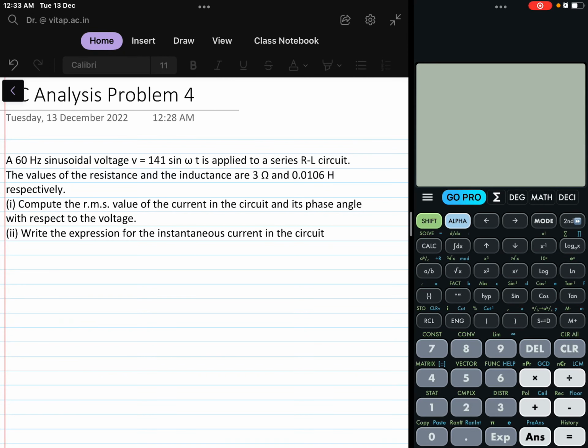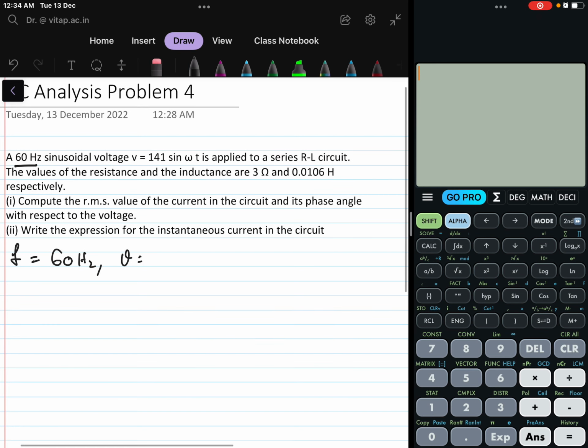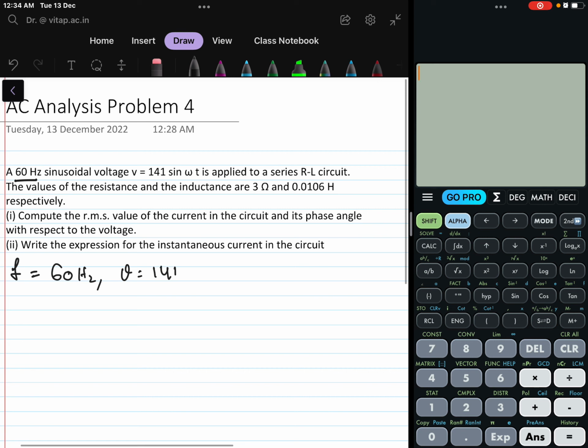In this video, we will be discussing this problem. The problem says that there is a 60 Hz sinusoidal voltage. So the frequency in the question is given as 60 Hz, and the instantaneous voltage is given as 141 sine of omega t. I will write it in phasor format: omega t minus 0 degree.